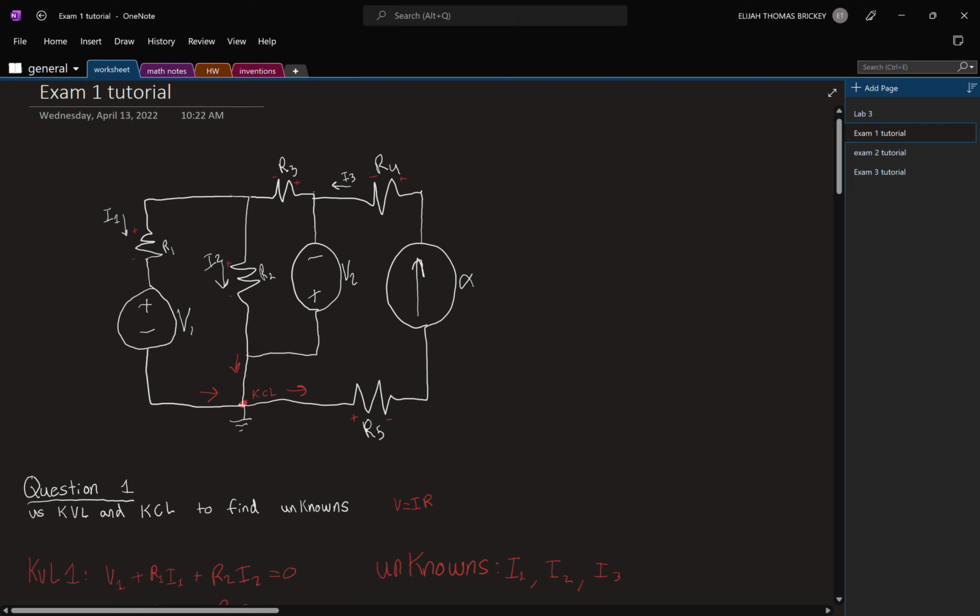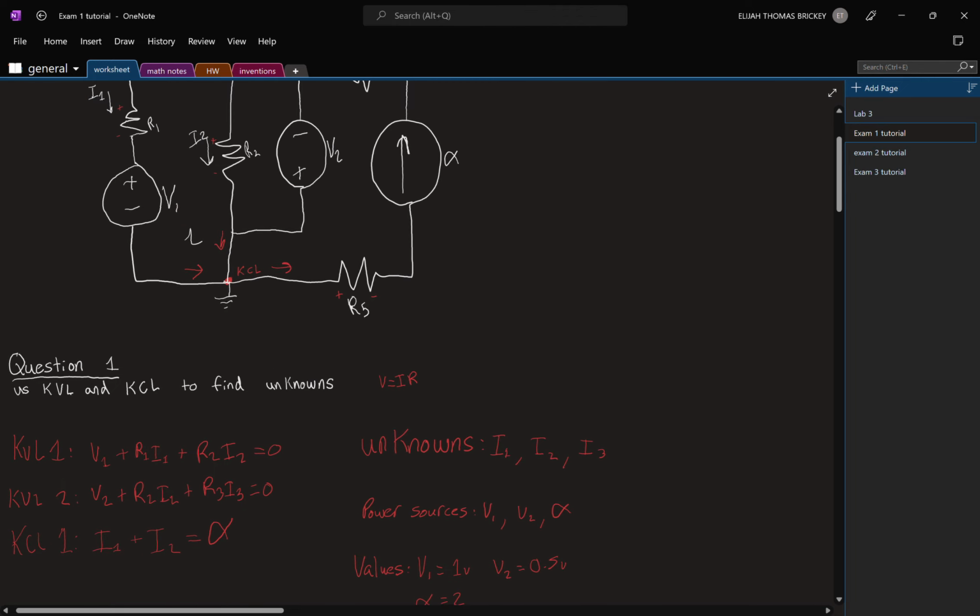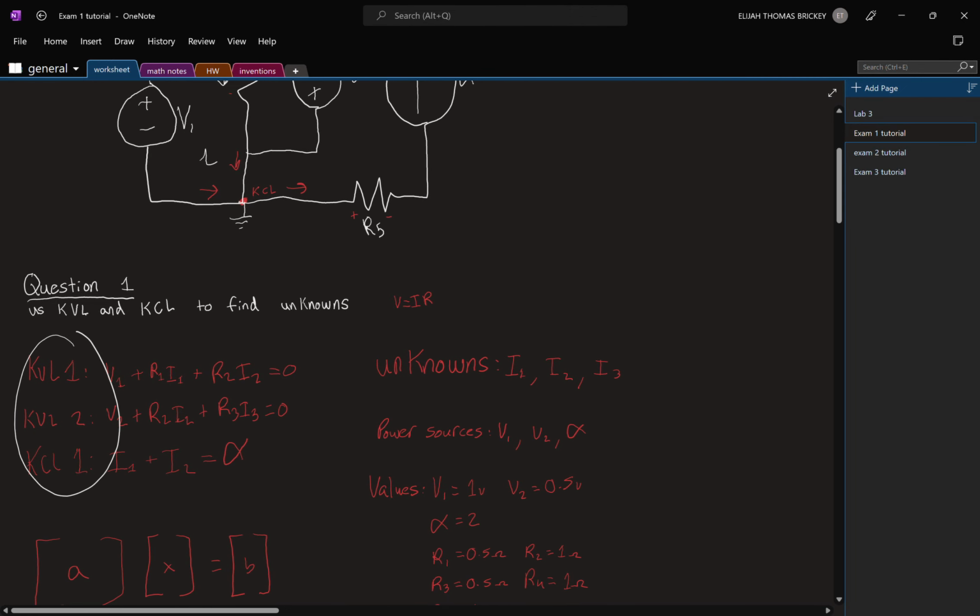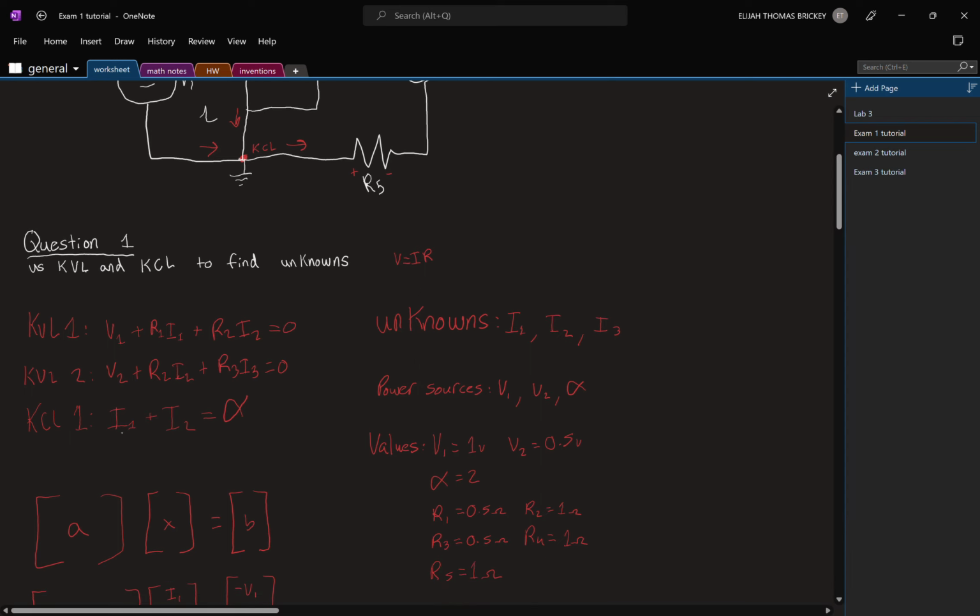This is my circuit right here. I have one KVL going this way, another KVL going this way, and one KCL from this node. I got all those equations, and that is these three right here. V1 plus R1I1 equals R2I2 equals 0, and V2 plus R2I2 plus R3I3 equals 0, and I1 plus I2 equals alpha, or whatever that is.